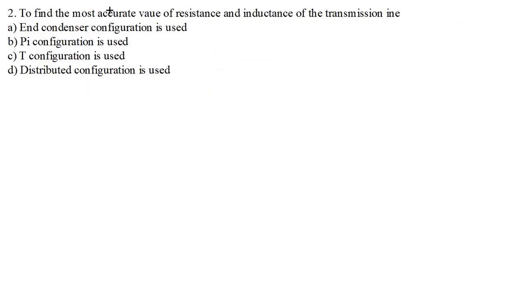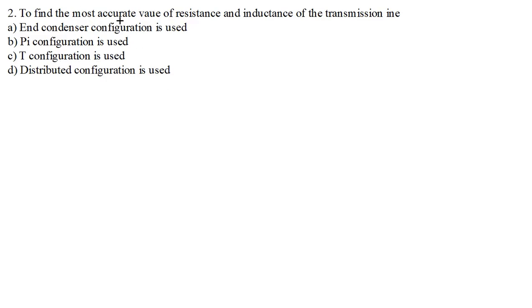So next question. To find the most accurate value of resistance and inductance of the transmission line, option A, end condenser configuration is used. Option B, pi configuration is used. Option C, T configuration is used. Option D, distributed configuration is used.